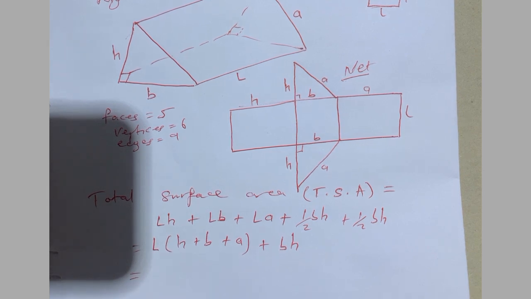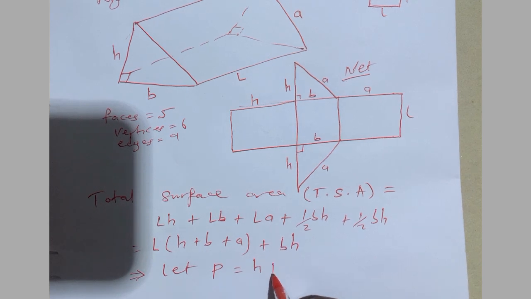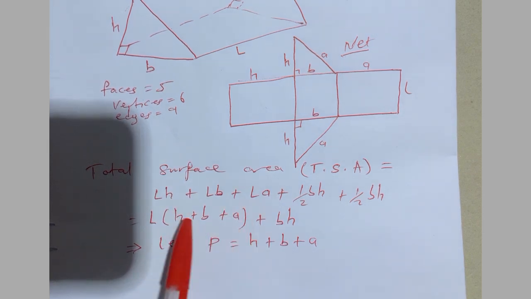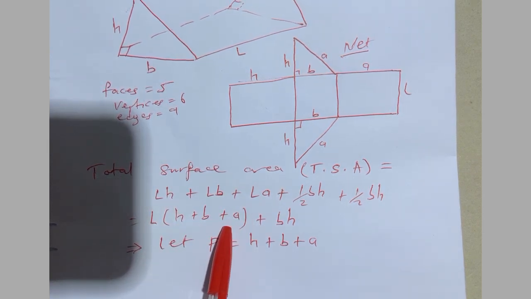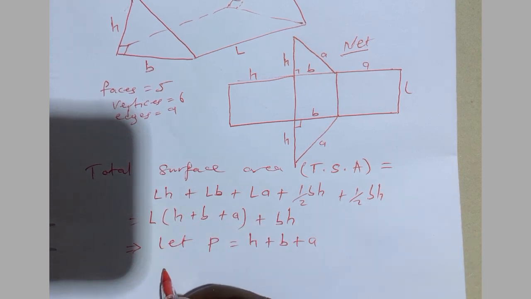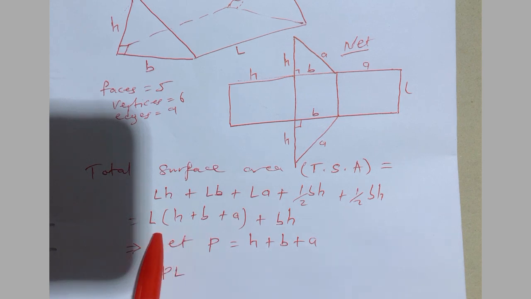Good. Now, the next thing we're going to do is we're going to say let P be equal to H plus B plus A. So the variables that are within this bracket, we want to let them be represented by a single variable, that is P, or a single alphabet, that is P. Then in place of H, B plus A, we can write PL, right, plus BH.